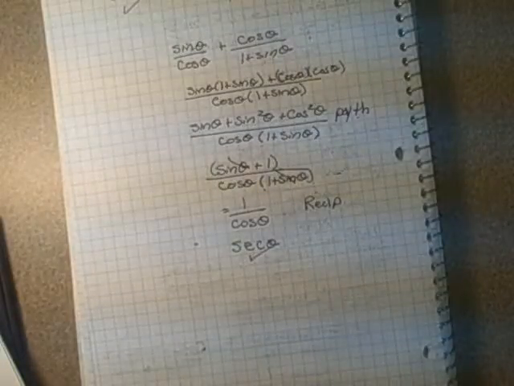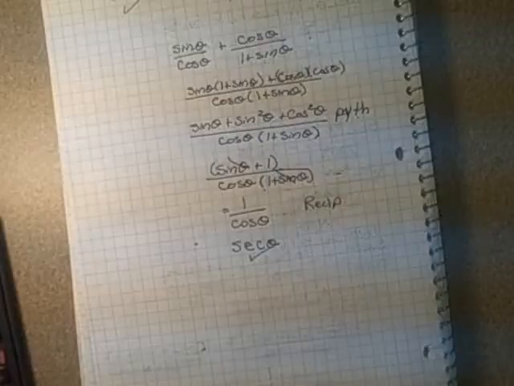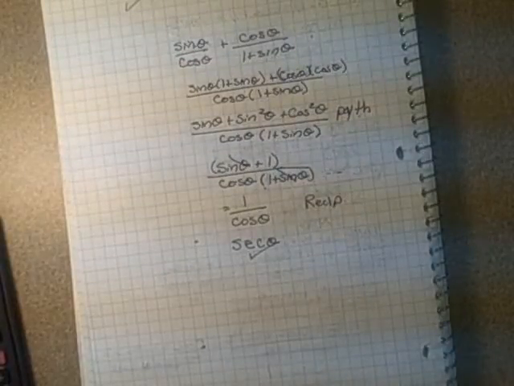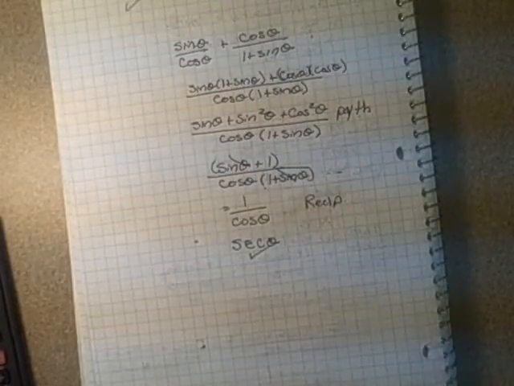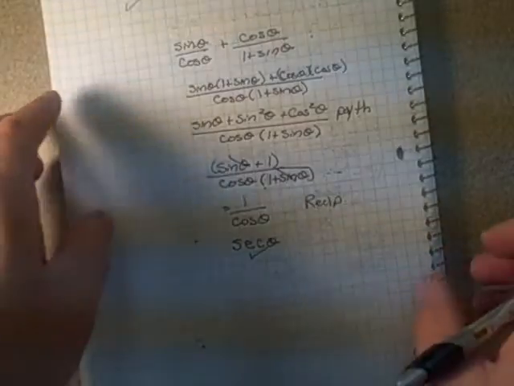Okay, in our next tutorials we'll be looking at section 4.3, and good luck with the proofs by the way. That's the section that deals with reduction and cofunction identities.